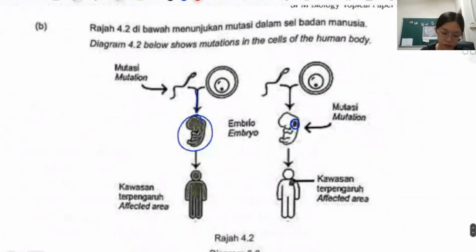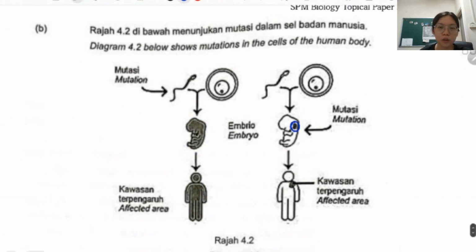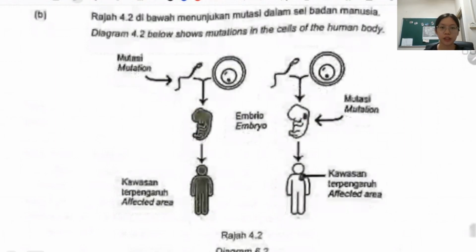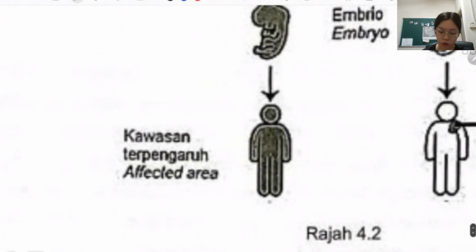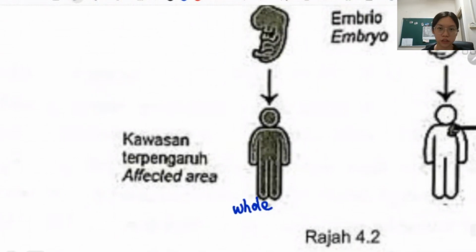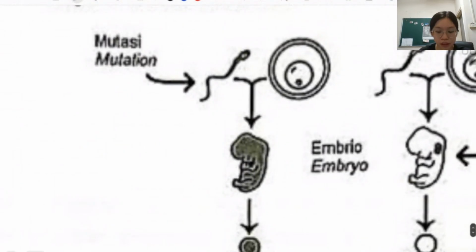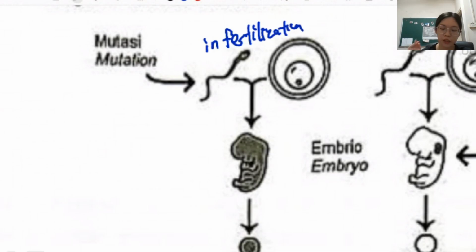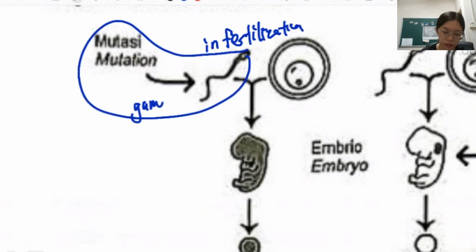Okay, it's also the same thing they want you to differentiate. That's why I show it to you. So as you can see this part right here, the affected area for this individual is the whole thing being affected, and it happens right during the fertilization. So there is a mutation in the gamete cell.